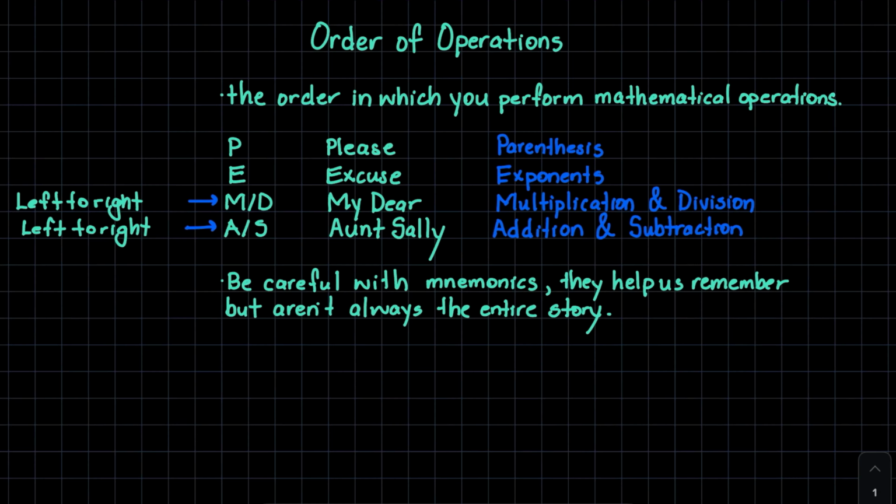And I'll go into more detail about why that is, but just be careful when you're using mnemonics or things to memorize things. They are very helpful, but they aren't always the entire story. And if you don't know the entire story, it's easy to get lost or make mistakes. So let's take a deep dive into each of the operations, and then we'll do some examples.